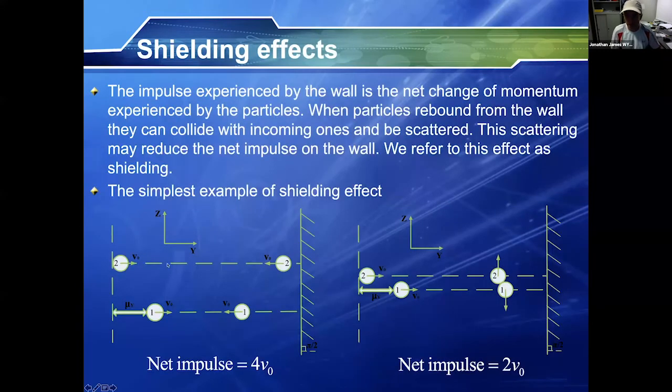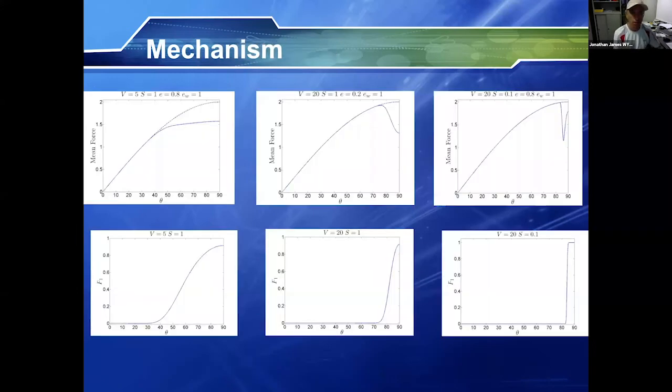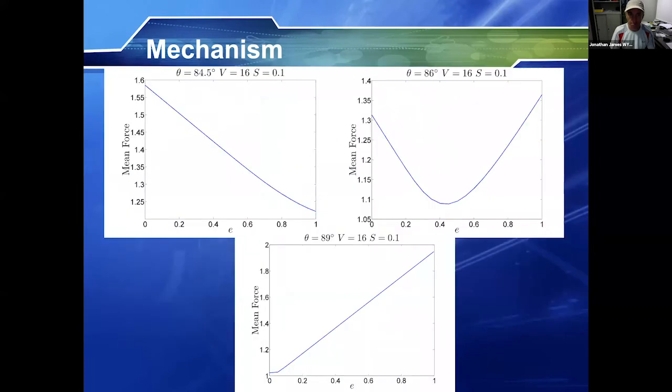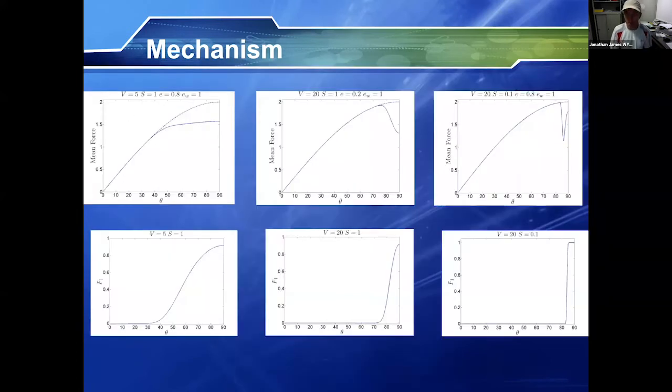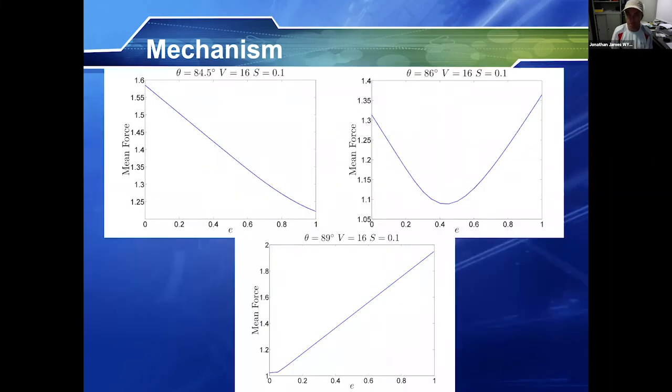But of course, usually we don't achieve that perfect halving because we get a mixture. Sometimes we get this, sometimes we get this. But you can still see we can get pretty significant shielding effects. Here we've gone from 2 to about 1.5. Here we've gone from 2 to about 1.2. And here from about 2 to 1.2 or something. So the shielding effect can be very significant. That basically is the mechanism, that's why we have this decrease.